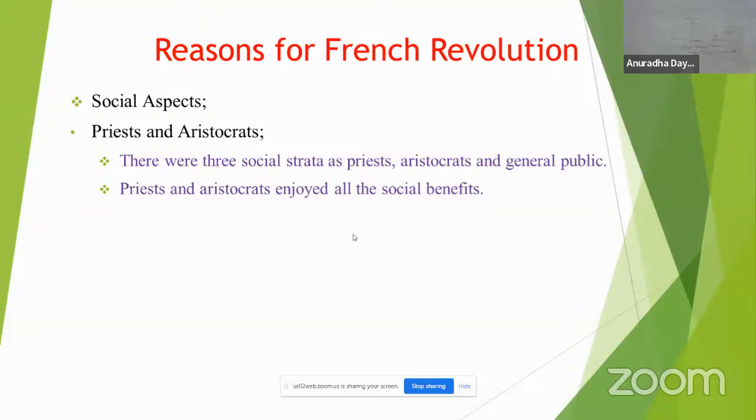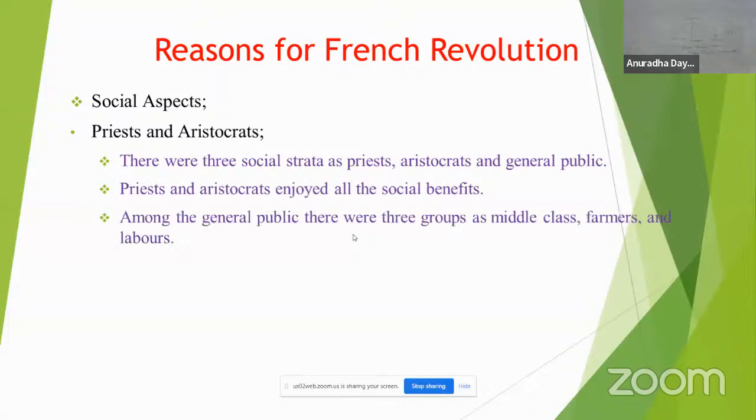Priests and aristocrats enjoyed all the social benefits. Among the general public, there were three groups: middle class, farmers, and laborers. Middle class were the people who had become a little bit rich because of engaging in trade activities, but they were under the nobles. They were not rich like nobles, and they were not enjoying privileges like nobles. The farmers were the majority, and they were working in the lands of the nobles. And laborers were the slaves. They were paid slaves, paid when doing any work.